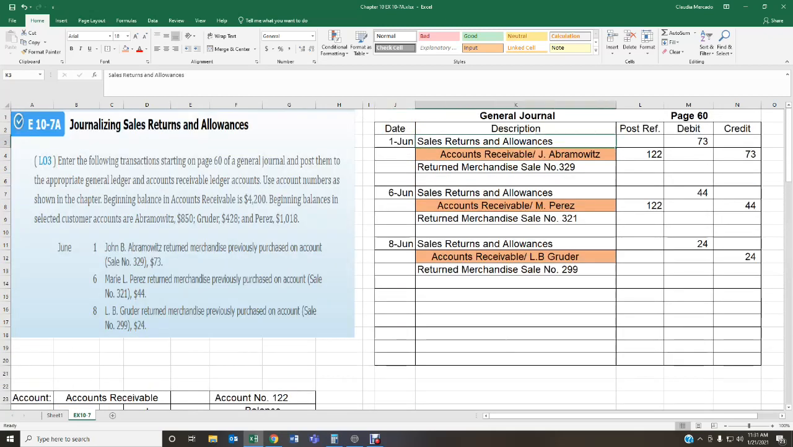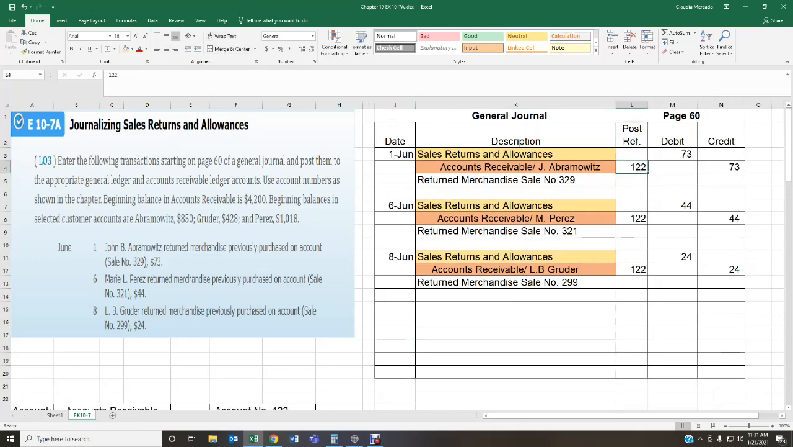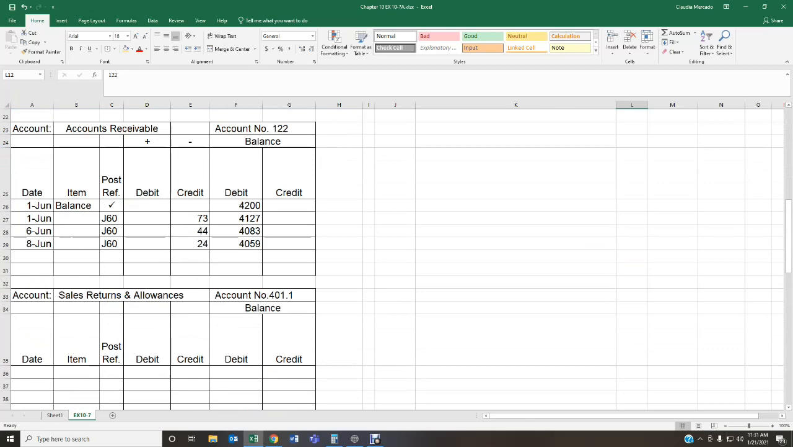We're going to do the same thing now for sales returns and allowances. We've got three transactions there. Okay, we're going to do the same thing. Make sure that we go back and we enter our post-reference information. Okay, this tells me that I've posted these three transactions on General Ledger 122. Okay, so now let's start off with my sales returns and allowances. That one did not have a beginning balance.